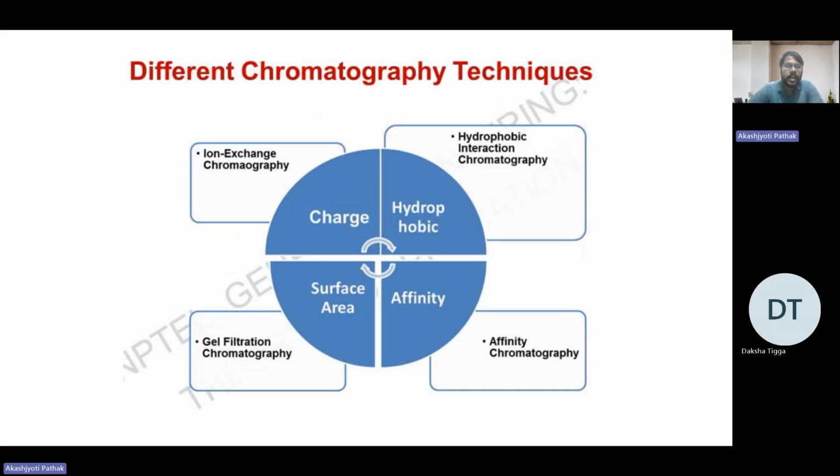So utilizing these different characters of a protein, like what is the charge, what is the hydrophobicity, what is the affinity, what is the surface area, we can use different chromatographic techniques. When we are separating protein on the basis of charge, that is called ion exchange chromatography. If we are separating our protein molecules on the basis of hydrophobicity, then that is hydrophobic interaction chromatography. If it is on the basis of affinity, then we can use affinity chromatography. Or if it is on the basis of size or surface area, then that is called gel filtration chromatography, or size exclusion chromatography.